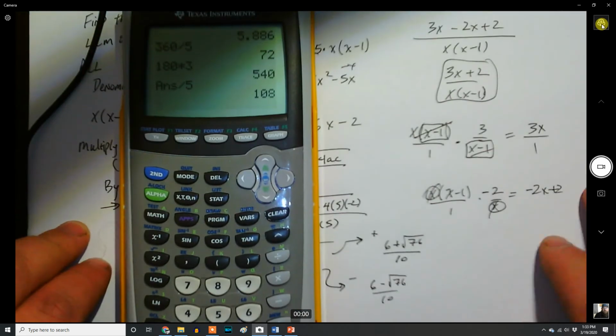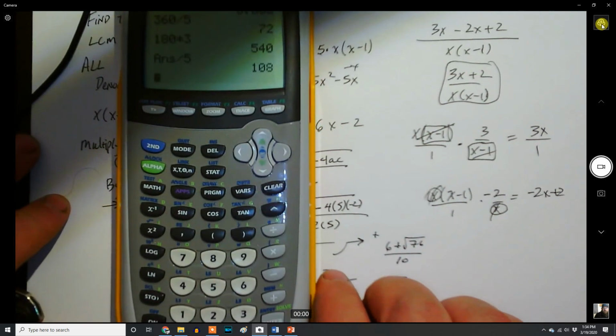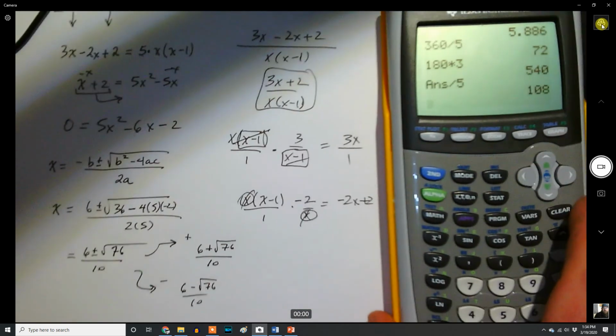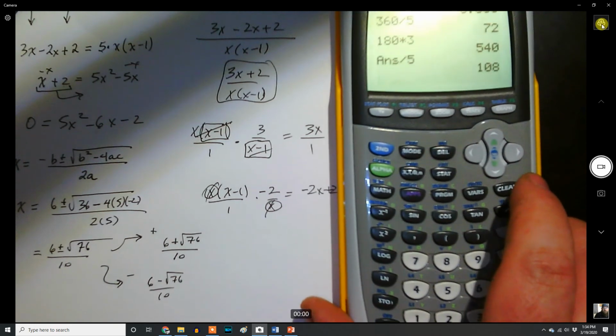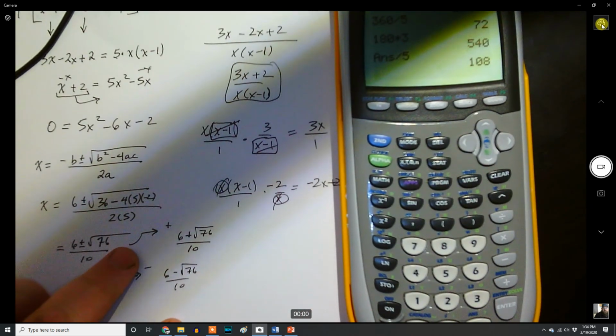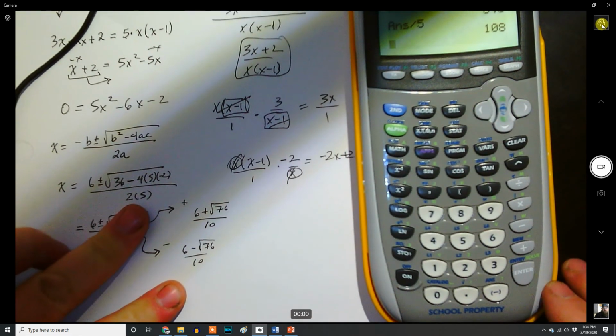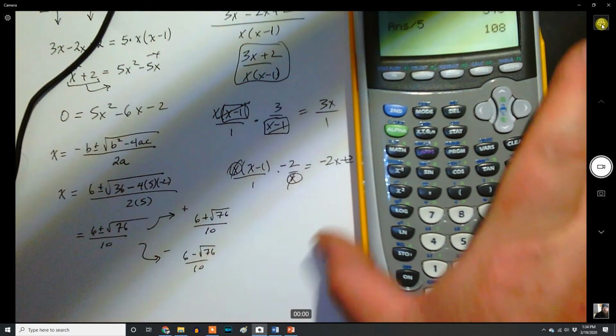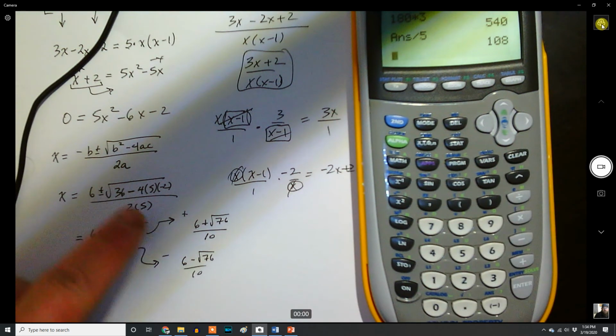Let's see here. Can we see the calculator? Let's move it over here so we can see the whole calculator. Boy, little adjustment. There we go. All right. Still not good enough. There. Okay, so here's what we're gonna do. Let's do this one right here.